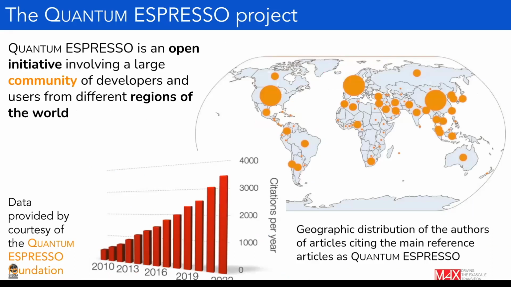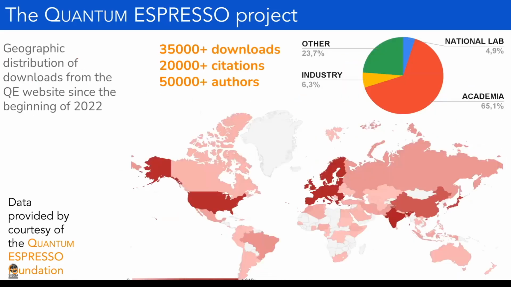The project has been very successful, and this is an open initiative, and its usage is spread all over the world. If we look at the academic publications of the code, we see that they come from all over the world, and the main papers about the code receive more than 3,000 citations, more than 2,000 citations per year. And if we look at the downloads of the code, they are also spread all over the world, and most of the usage is in academia. We have more than 10,000 downloads per release each year.